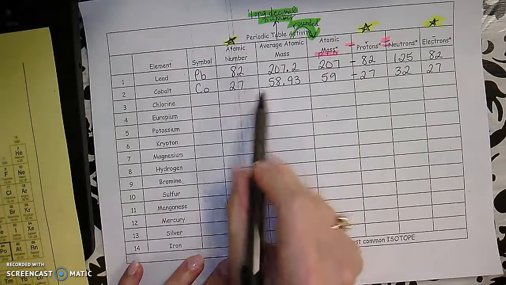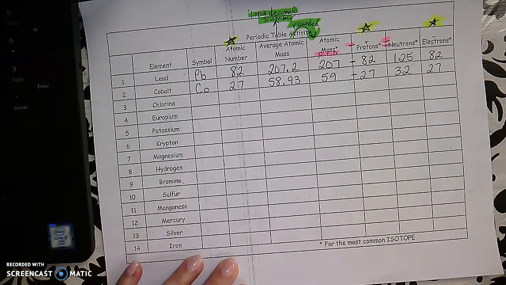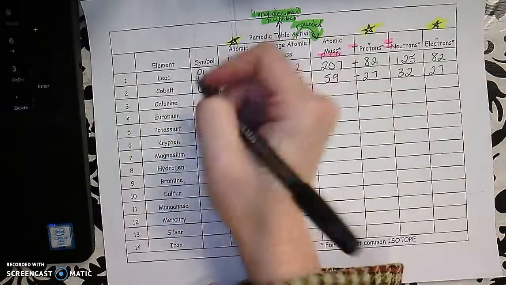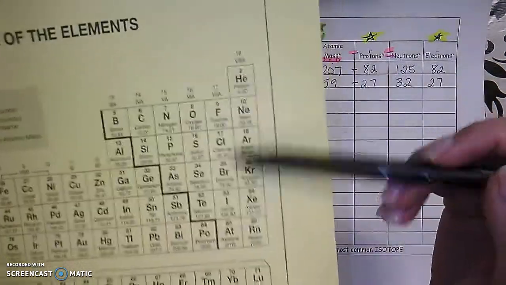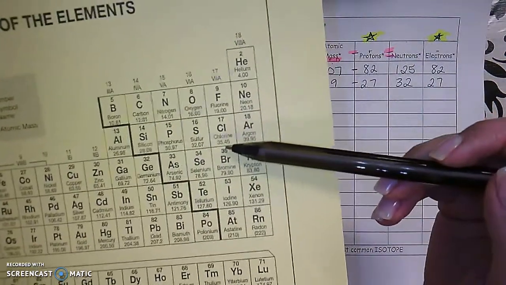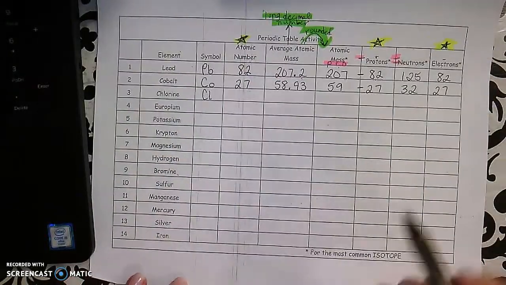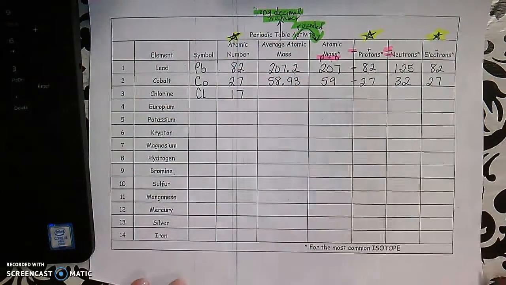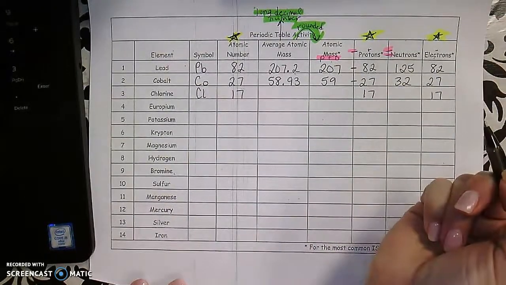Okay, pause the video, go ahead and do chlorine, and then check back with me. Alright, so for chlorine, remember it's a halogen. It's over here in group 17, so chlorine right there is a capital C, lowercase l. Its atomic number is 17, and that means it has 17 protons and 17 electrons.